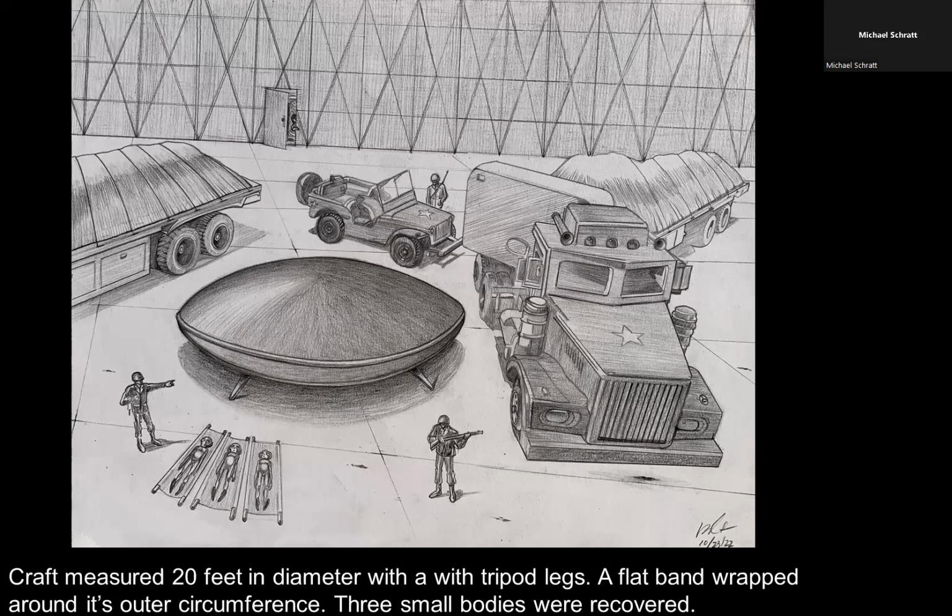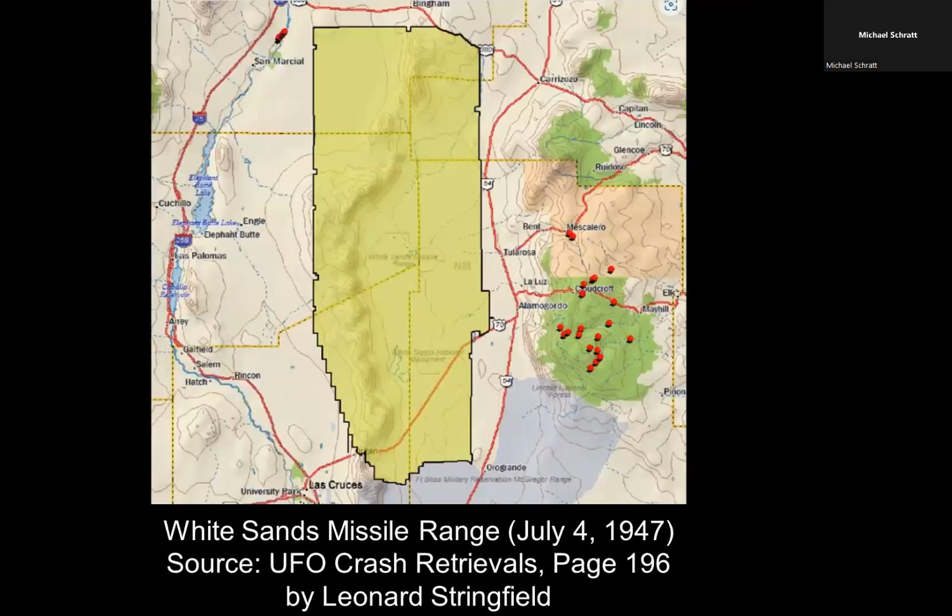Now in the foreground off to the left, we've got 3 bodies here, and it's the same type motif, 3.5 to 4 feet tall, oversized head, oversized eyes, slit for a mouth, minute nose. Again, 1946. Let's move to the next case here.